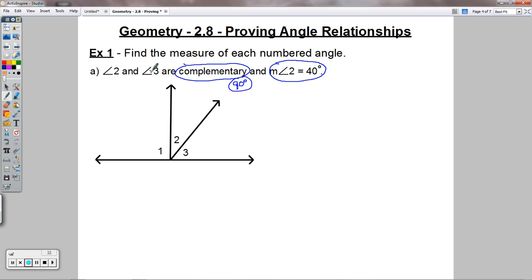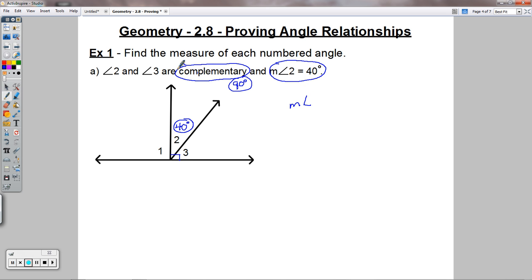So since these 2 add to 90, I could say this is true. I'm going to put a little box in the corner. 2 and 3 added together is 90. And the measure of angle 2 is 40. So here I'm going to put a 40 degree label in angle 2. That should make it pretty easy, I think, to figure out what's 1 and what's 3. So we already know the measure of angle 2.